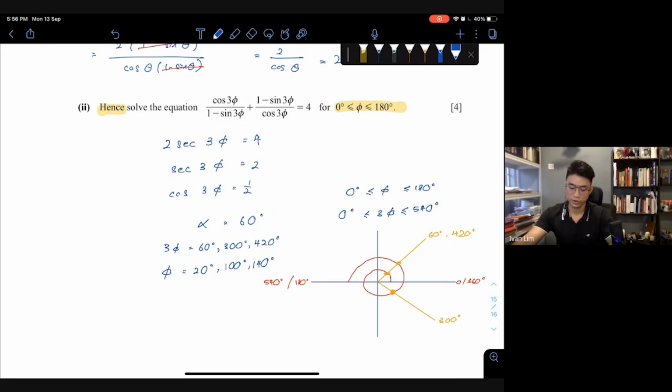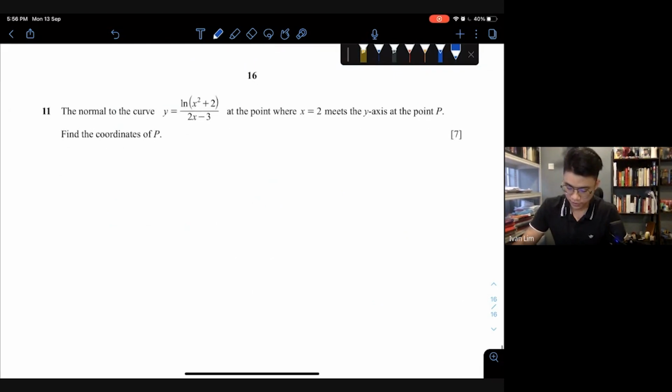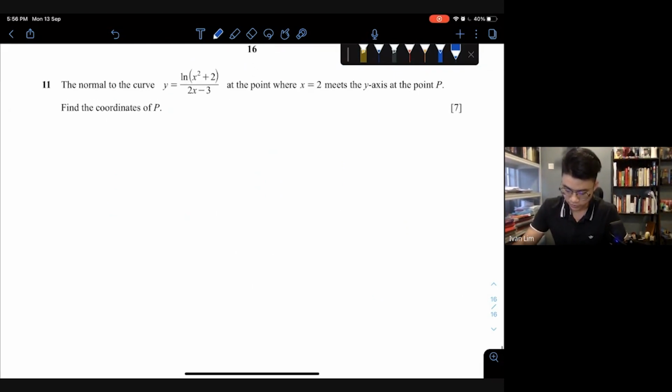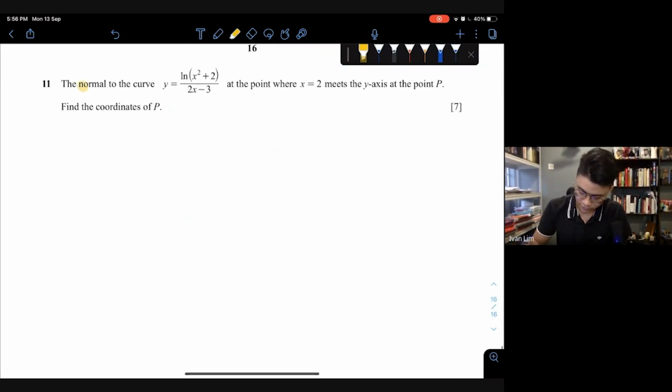Okay, and the final one. The final countdown. Okay, the normal to the curve y equals ln of x squared plus 2 over 2x minus 3, at the point where x equals 2, meets the y-axis at the point P. Find the coordinates of P.